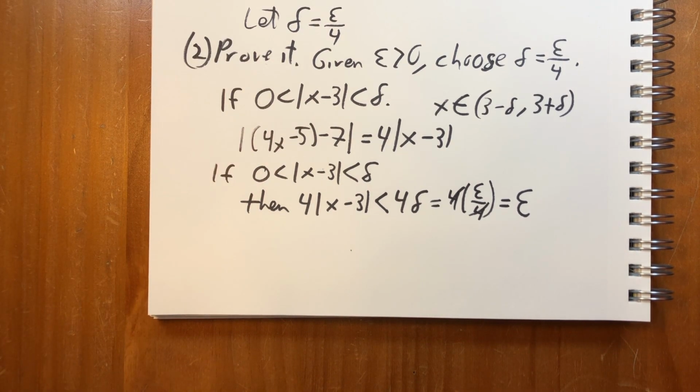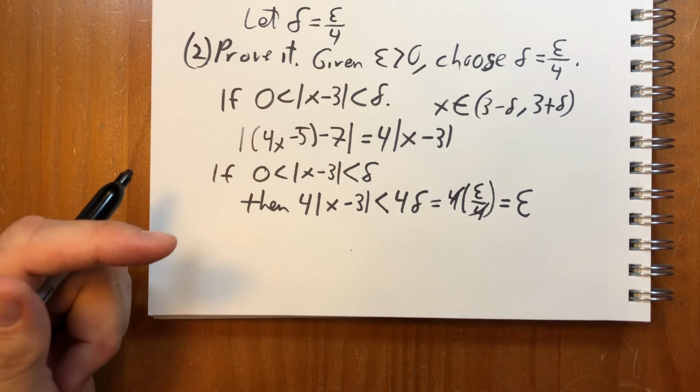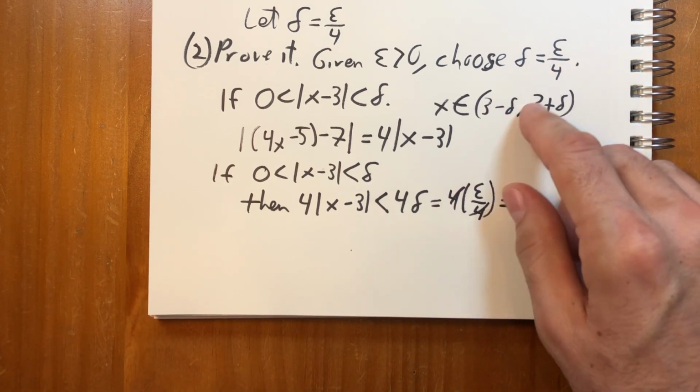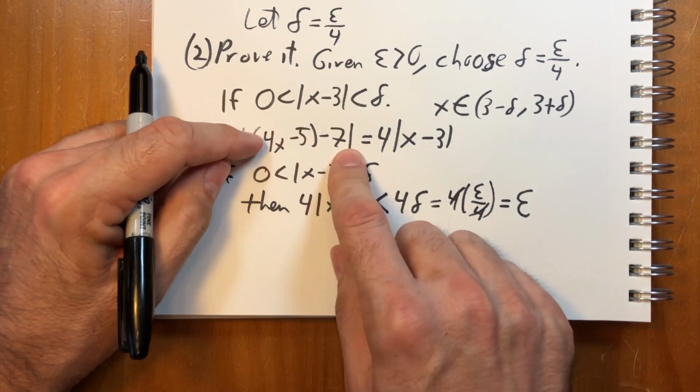So this can also seem backward because we're trying to prove the delta, but we're starting by going back to the f of x minus L.